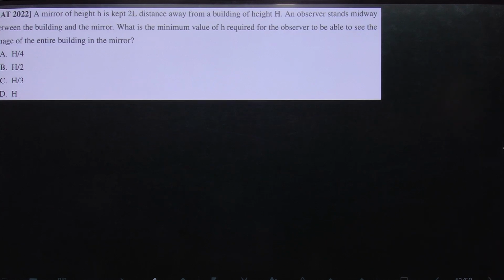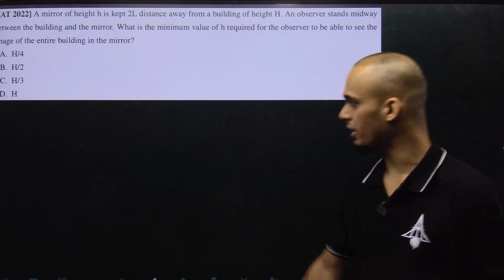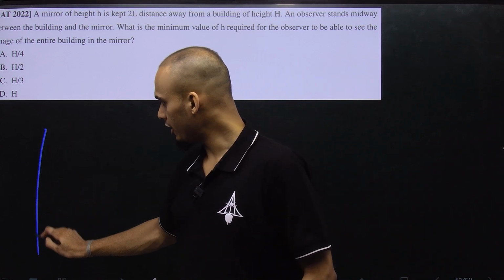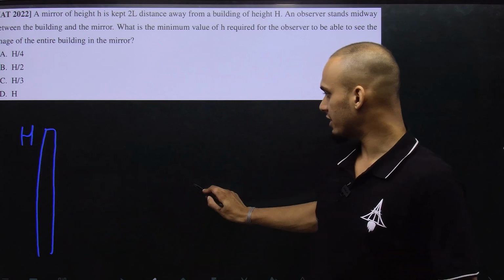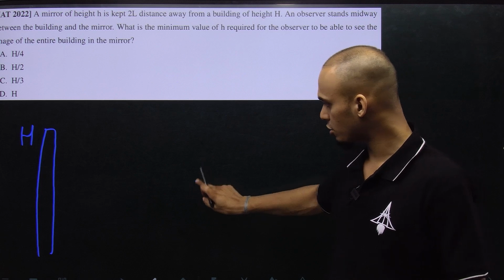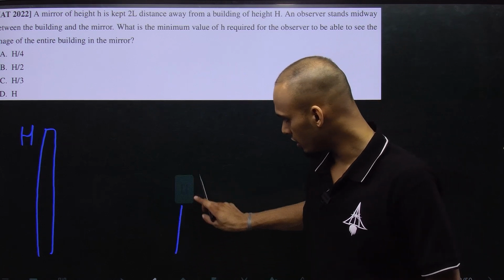Next question, we have a mirror of height small h kept at a distance 2L away from a building of height h. If we want to stand in the middle of them and see the building's image, what should be the height of the mirror? The height of the building is capital H. Let's say the mirror height is some small h. Let me draw the mirror height as some small h. It's a pretty small mirror.